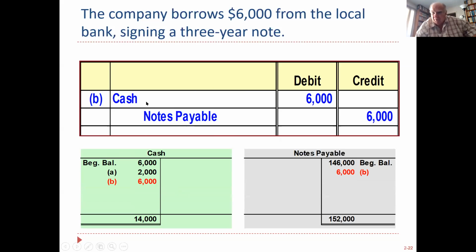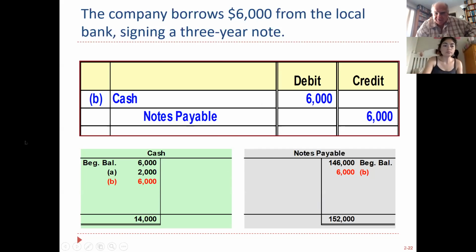What did we borrow? We borrowed cash. Cash has to be increased with the debit as we learn our rules, debits and credits. Notes payable is a liability. It has a normal credit balance. I'm going to repeat what a normal balance is: it's the side of the T account that increases it.